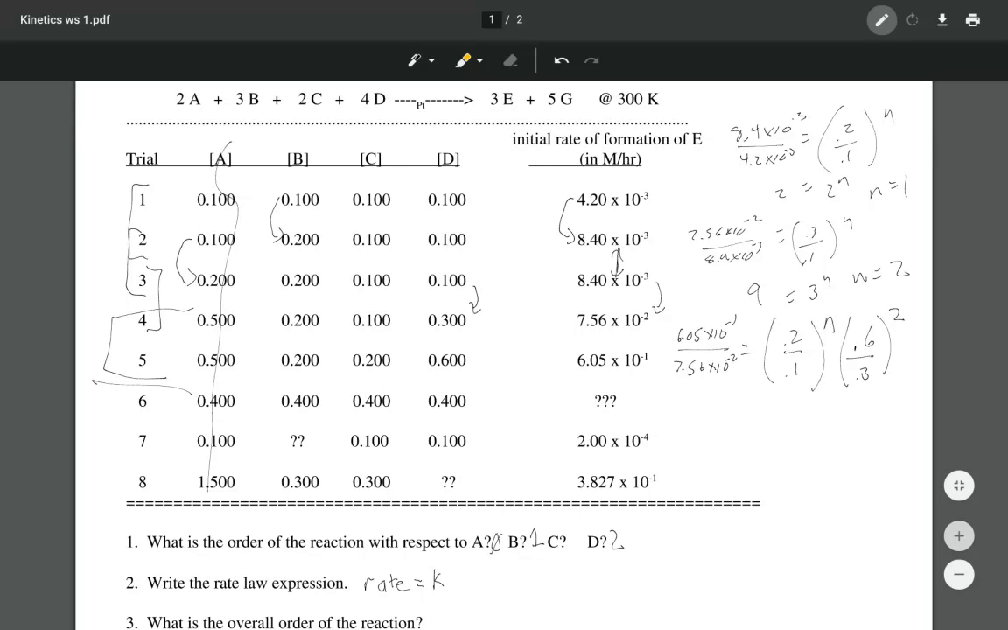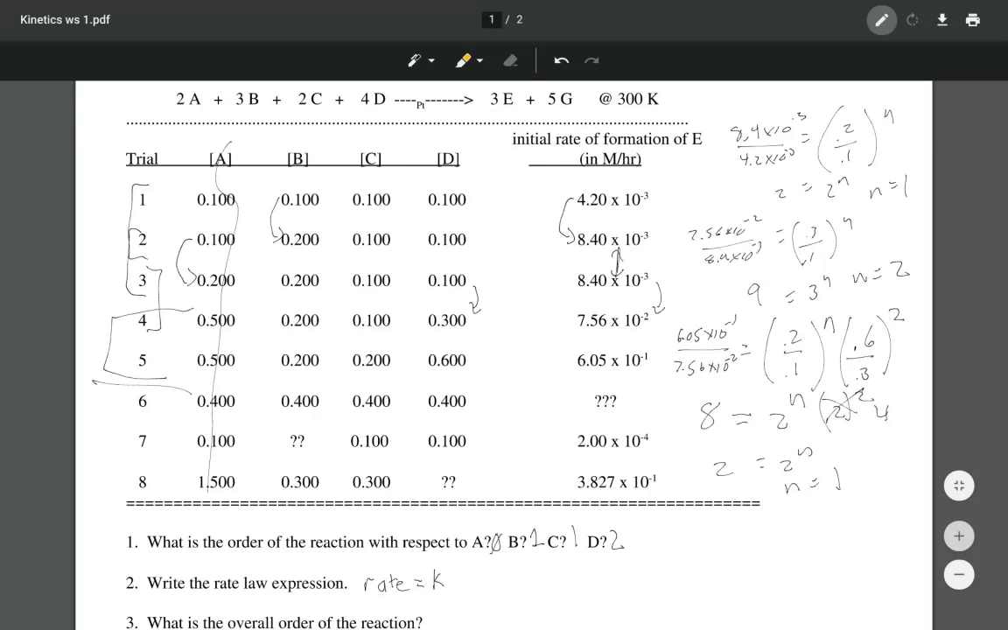So if we do a little bit of math here, 6.05 times 10 to the negative 1 divided by 7.56 times 10 to the negative 2 is 8. That's going to be 2 to the n times 2 squared. And 2 squared is 4. So 2 to the n equals 2. So n equals 1. It's first order with respect to C.